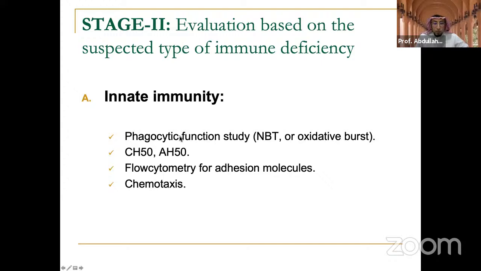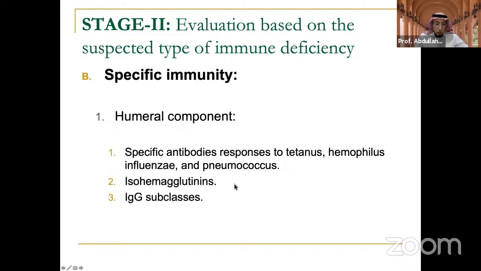For example, as I said, for CGD, oxidative burst. Complement: if you look for the classical pathway, CH50, for the alternative pathway, AH50. This is just a functional assay to look for the function of the whole complement pathway. Flow cytometry for adhesion molecules. There are specific tests to look for chemotactic function.